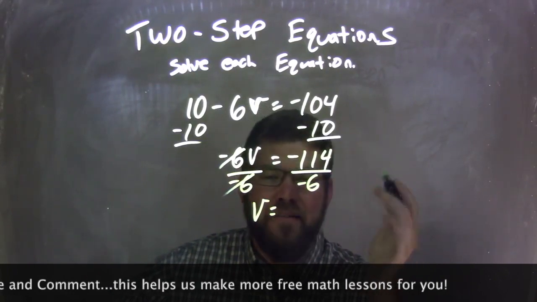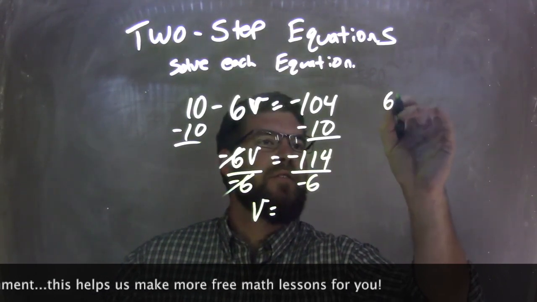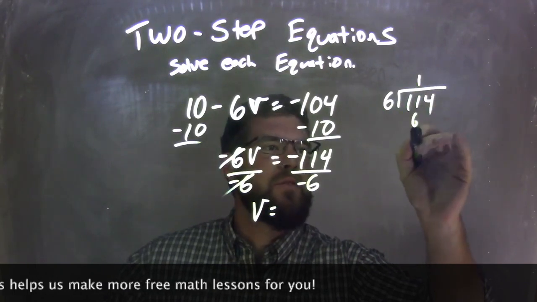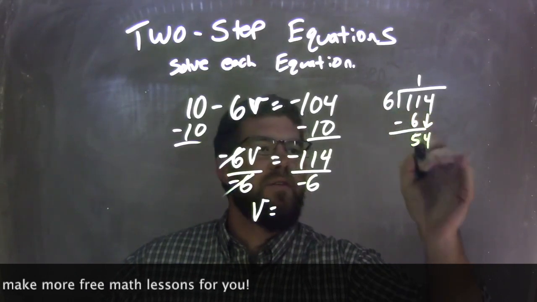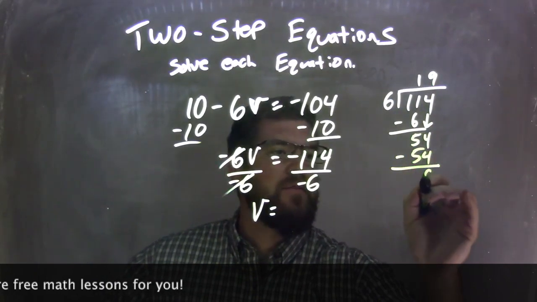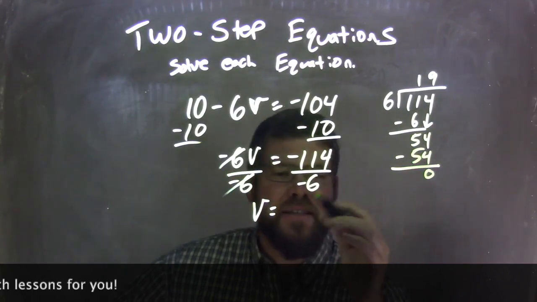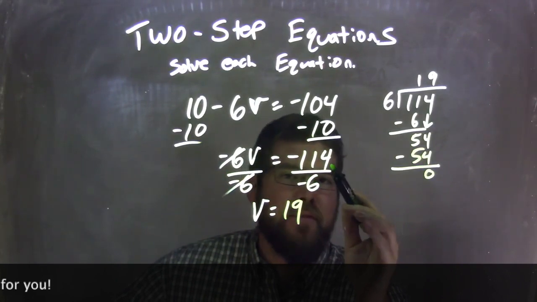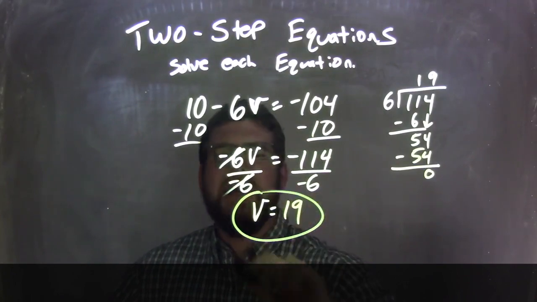A negative divided by negative is a positive, so I know that. But how many times does 6 go into 114? Well, 6 goes into 11 one time. 1 times 6 is 6. We subtract it and get a 5. We bring down the 4. 6 goes into 54 9 times, right? Because 9 times 6 is 54. Subtract them, 0, we're done. 19 is what 114 divided by 6 is. And again, remember, a negative divided by negative is a positive. So negative 114 divided by negative 6 is positive 19. And so our final answer here is v equals 19.